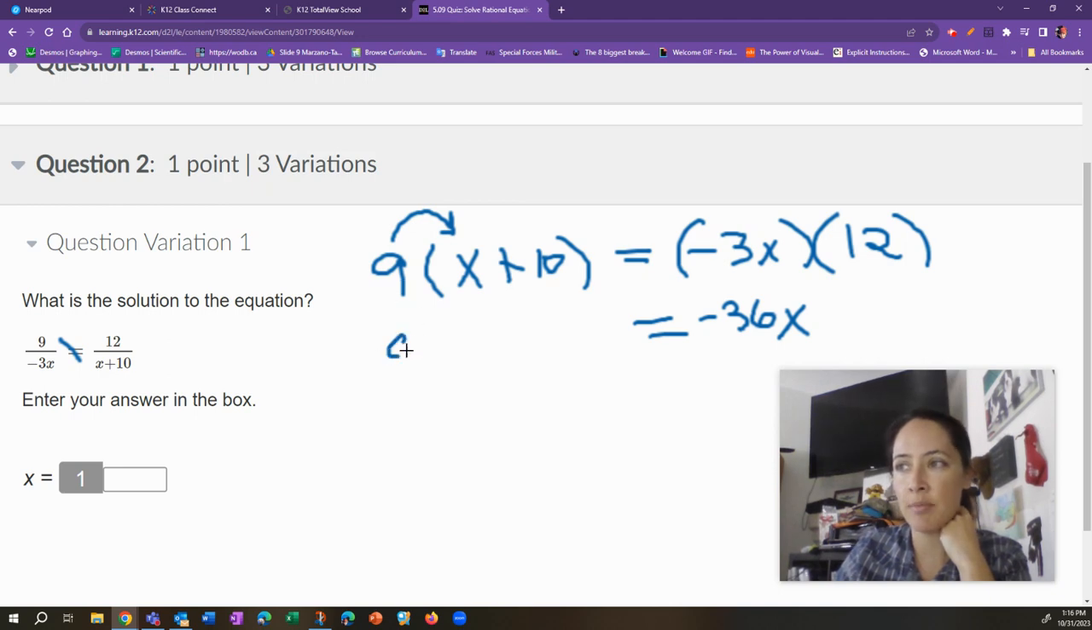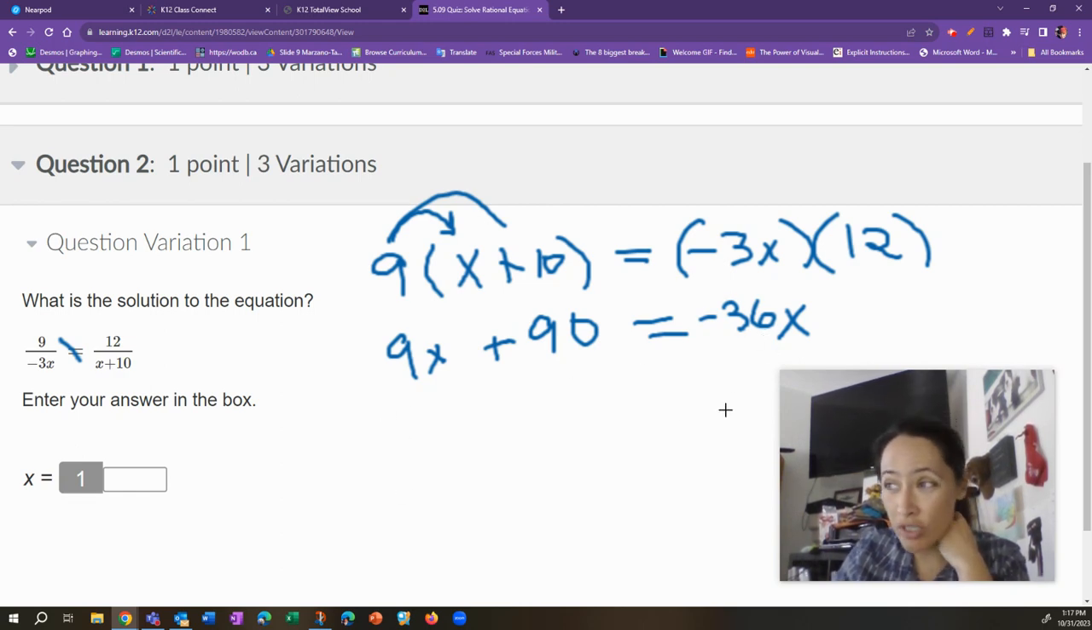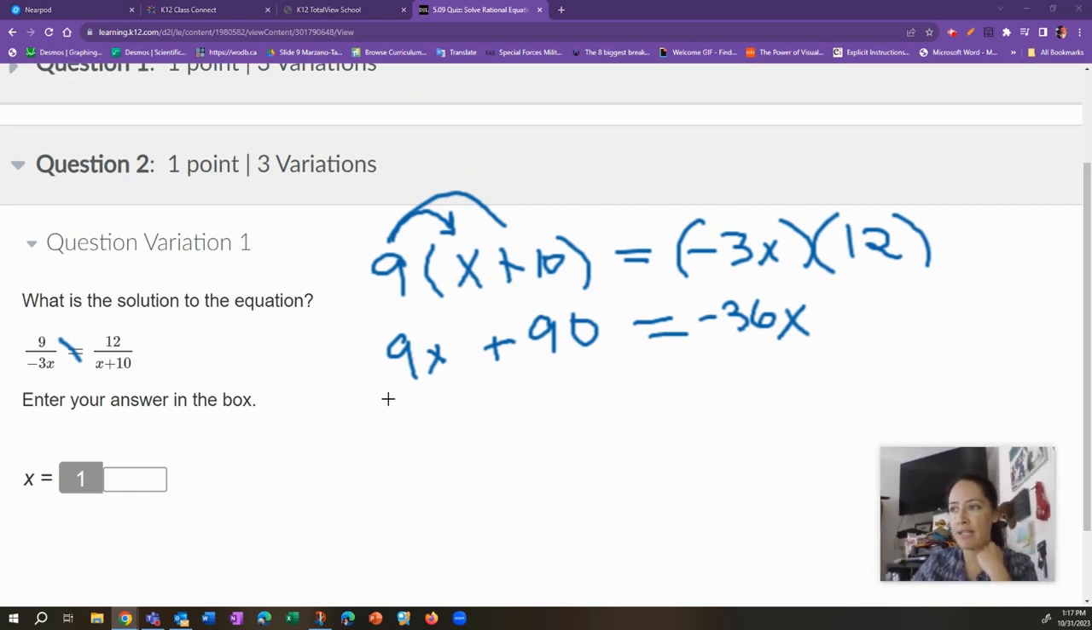So I'll get 9 times x plus 9 times 10, which is 90, right? So far, so good. Again, we're trying to get x alone. I see an x over here. So actually, you could bring this over. If, say, you don't like negative numbers, you could make it positive by adding 36x to both sides and then bring over the 90. But truly, it's probably faster to just subtract 9x, because I'm trying to bring the x's, the variables, to one side of the equal sign.